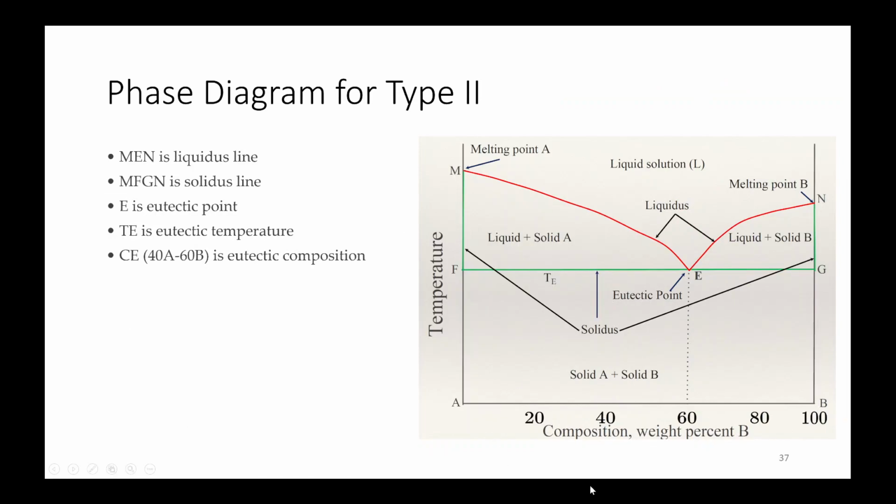The phase diagram looks like this. Now this green line shows your solidus part, and the red line shows the liquidus line. Now MEN is the liquidus line, MFGN is the solidus line, capital E is your eutectic point, TE is your eutectic temperature, and CE, 40A 60B, is the eutectic composition.